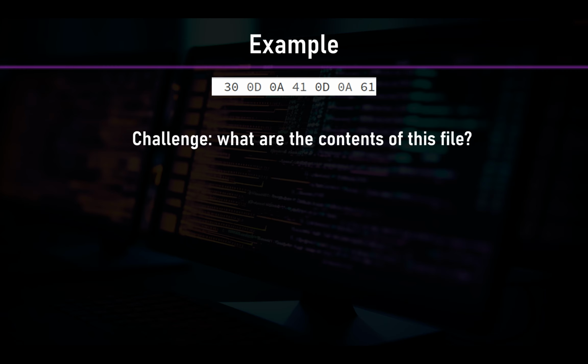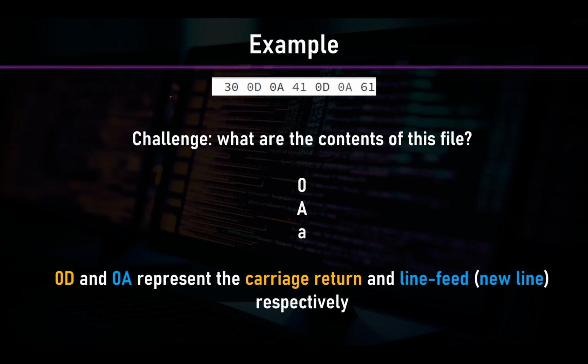So here, let's think: what are the contents of this file? Again, it's going to be the same thing. Convert it to denary, then convert it to the actual letter, number, or symbol. So if we do this, it's just going to be 0, then big A, then small a. If we look, 30 must be 48 in denary. For the next one, if we look at this 0D, 0A, they actually represent the carriage return and line feed, respectively. If you remember, this combination is just going to be a new line. That's why we get 0 and then big A and small a, just on separate lines.